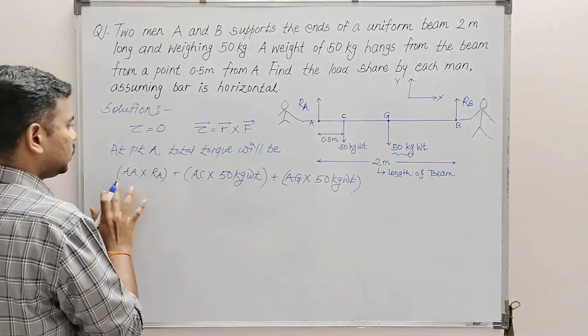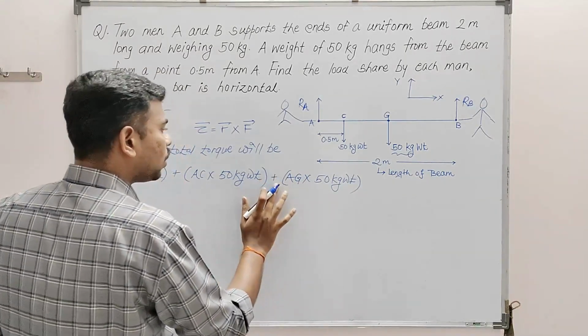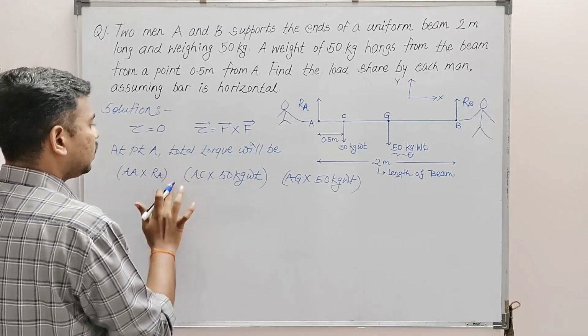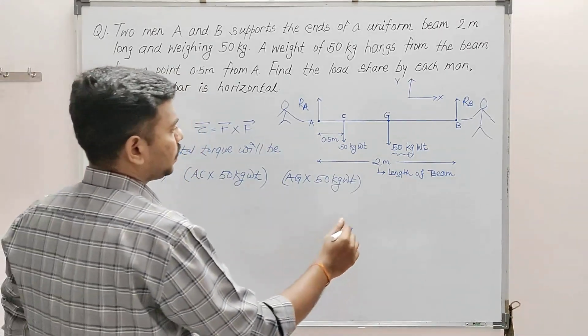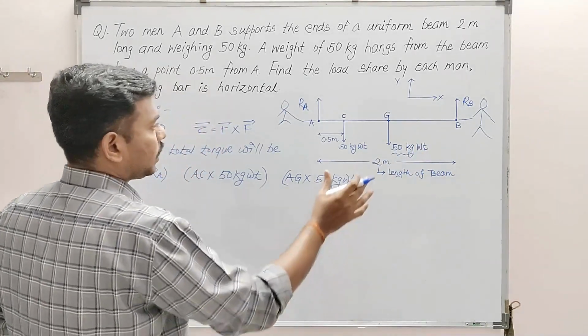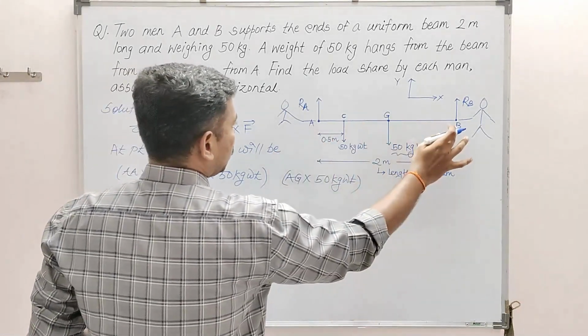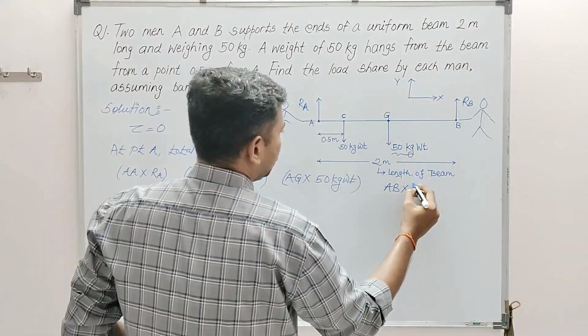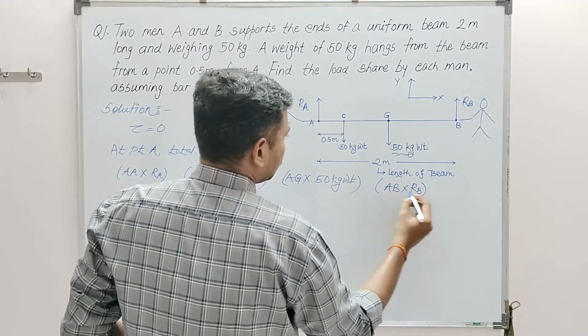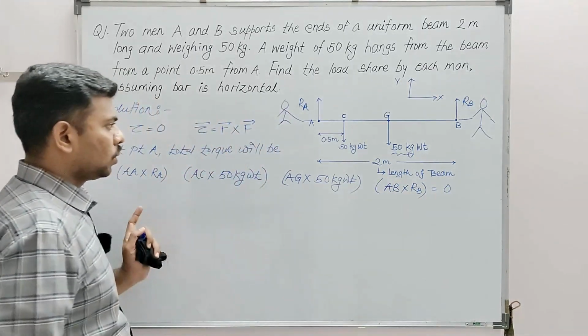Here I am writing positive signs. Let me tell you how to write signs here. So for that, let us not write any signs yet. We will first write down the equation, that is the sum of the torques acting on the system. Now one more torque is there, that is AB vector cross RB, and everything goes to 0.